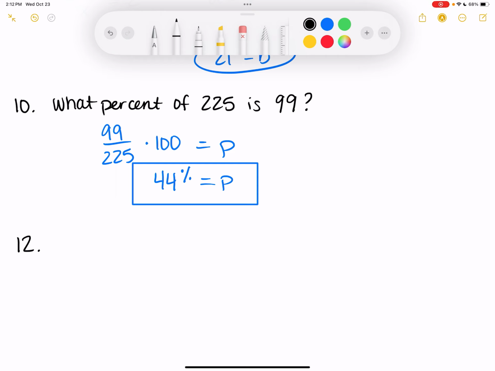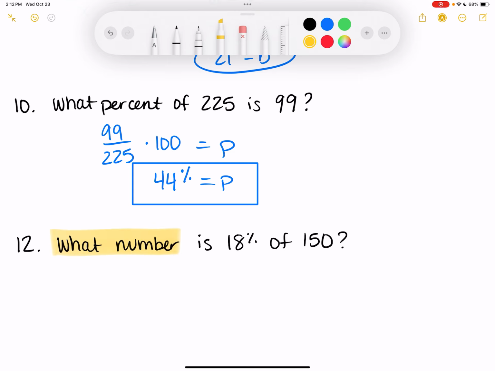12. What number is 18% of 150? So what am I trying to find? What number? A. What number? Yep. So how do I set this one up? Any ideas? A equals 0.18 times 150.